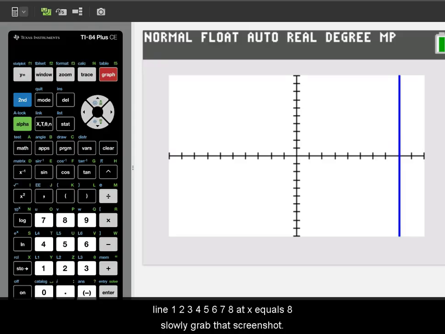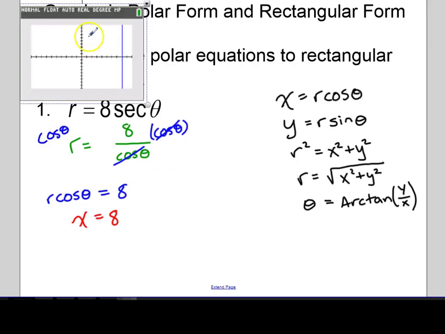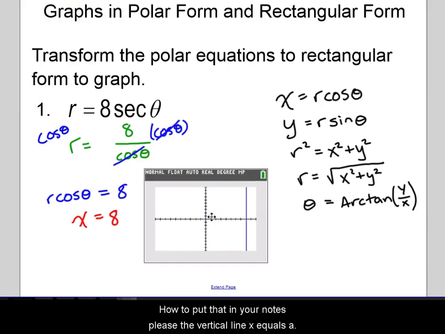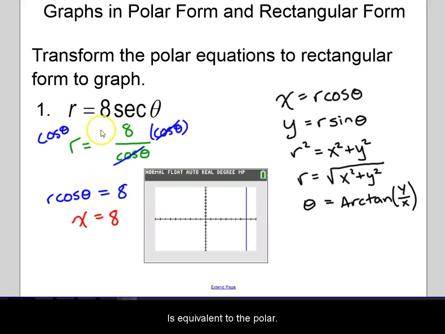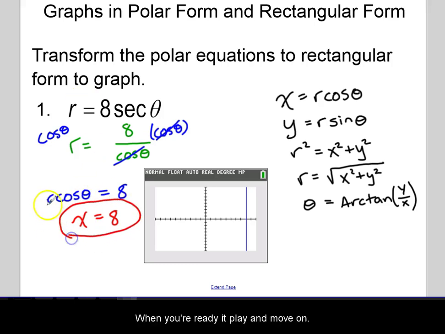So let me grab that screenshot. I'm just going to paste that screenshot in here. Okay, so put that in your notes, please. The vertical line x equals 8 is equivalent to the polar equation r equals 8 secant of theta. So you should have the conversion work, and you should have the graph shown in your notes. When you're ready, hit play, and we'll move on.